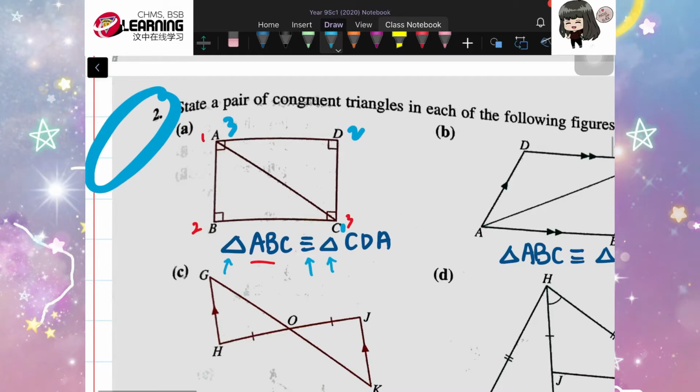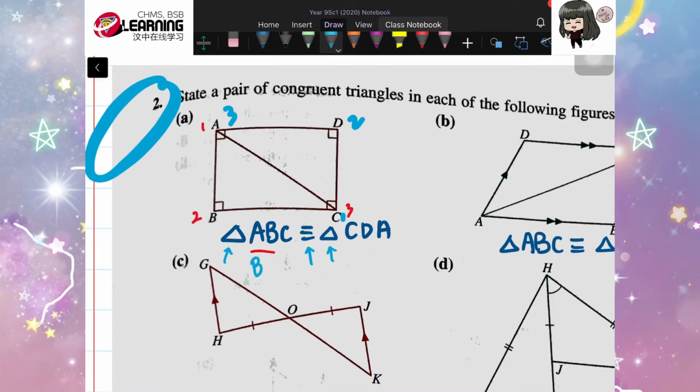CDA. If it happens that you write BAC, let's say, I write down the number here already. If you write down from B and then AC, it's 2, 1, 3. So your other triangle will be DCA, also 2, 1, 3. So you must follow the order. If your order is correct, please tick.